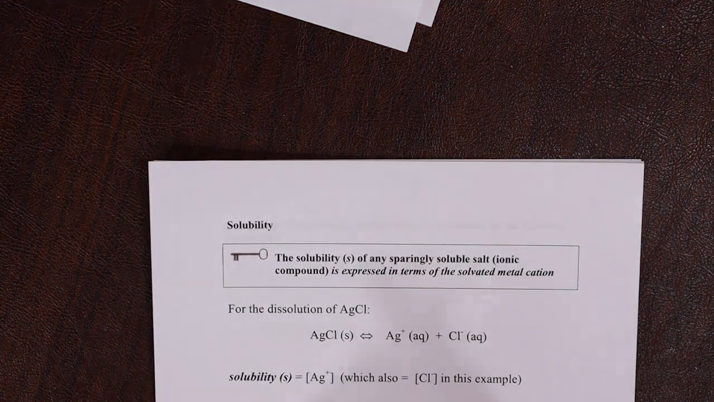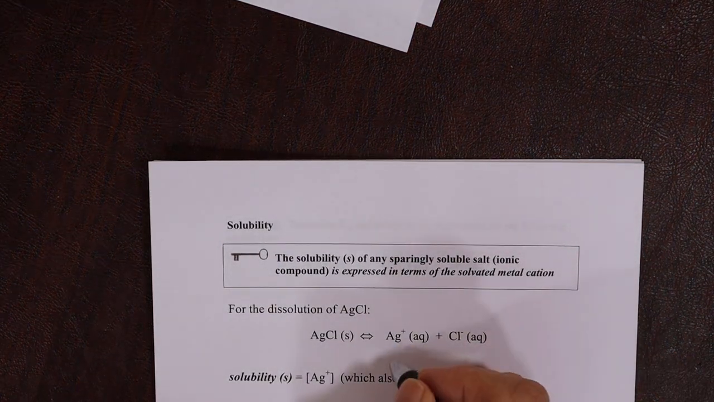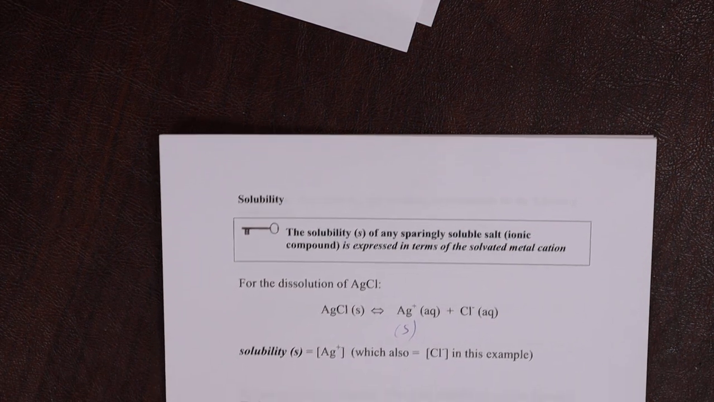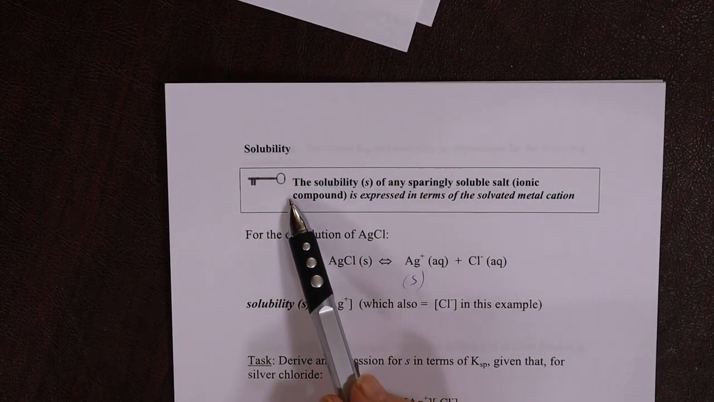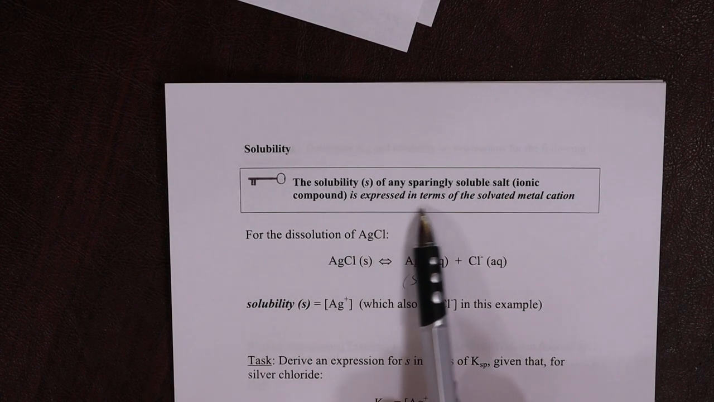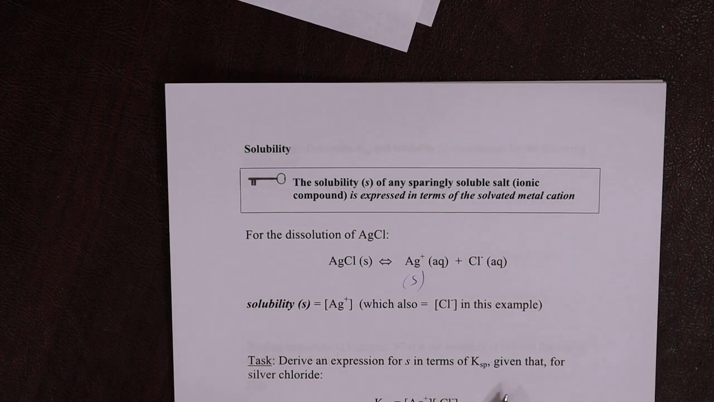Now, as I mentioned, solubility is generally speaking the concentration of the metal only. So the solubility of any sparingly soluble salt is expressed in terms of the metal ion. This comes from industry, because in industry they're always interested in separating out these ions and then making the metal. So you might pull out some sodium, some silver. Sorry, you wouldn't pull out sodium; that would be too soluble. Silver, lead, things like that.